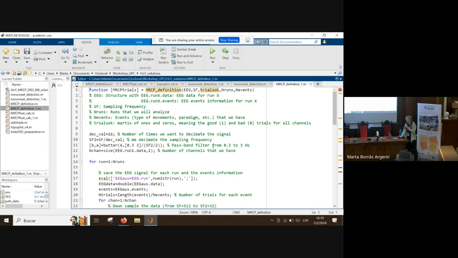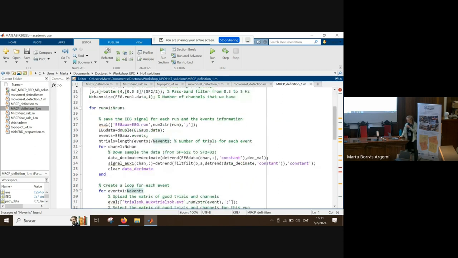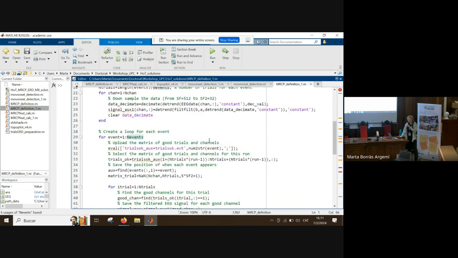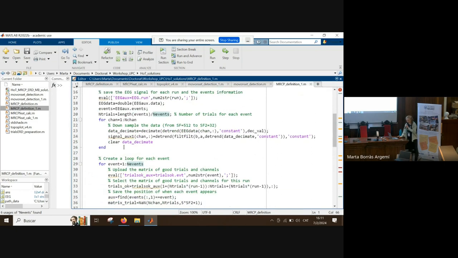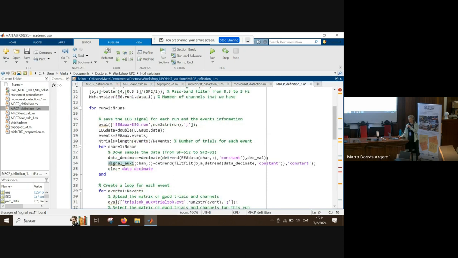If you open this function, you can see that we upload here the EEG signal, the sampling frequency, the number of trials, the number of runs and the number of events. What we do here is, for each run, we first downsample the data, and then we filter this data from 0.3 to 3 hertz, because, as I said, the movement-related cortical potential is seen in low frequencies. So we filter this data first.